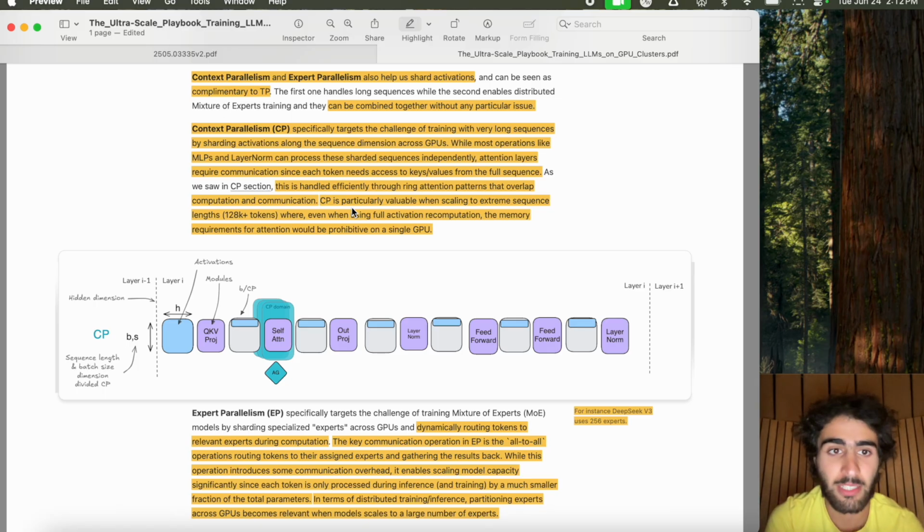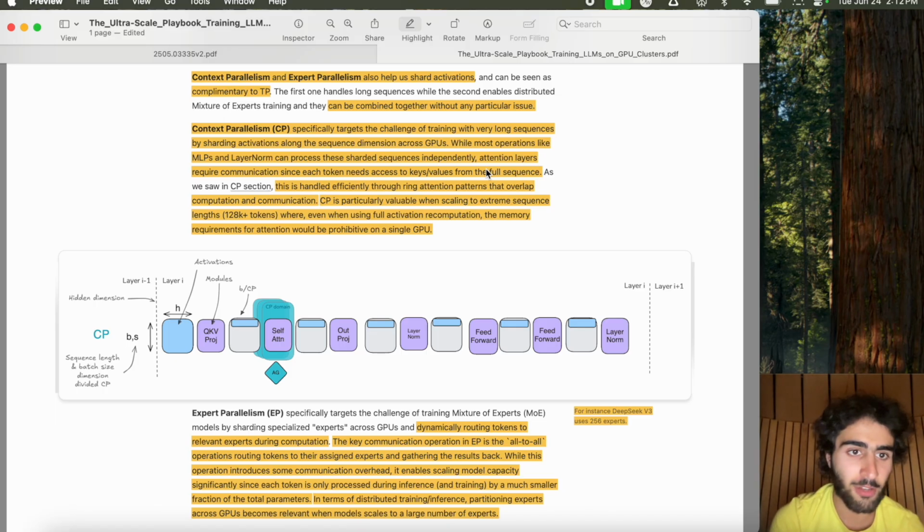Context parallelism is particularly valuable when scaling to extreme sequence lengths, that is to say, beyond 128,000 tokens, which nowadays is commonplace, where even when using full activation recomputation, which is to say we do not store any activations and recompute them during the backward pass, in essence doing 2 forward passes per backward pass, even when this is done, the memory requirements for attention are prohibitive on a single GPU with such a sequence length.